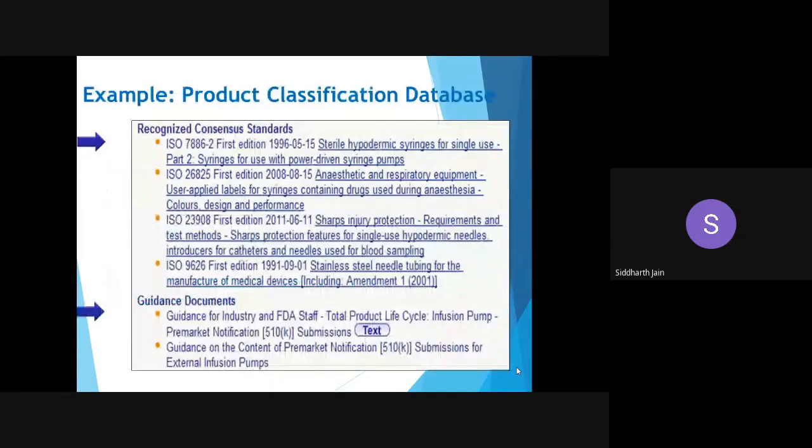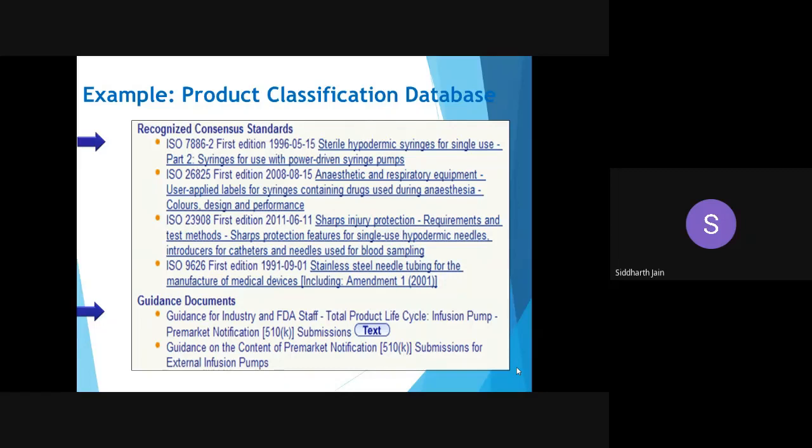So now you can see the product classification database. Here you can see the recognized consensus standards released by the US FDA. I have taken the example of the infusion pump only. Here you can see there are around 4 consensus standards: ISO 7886 Part 2, and others. These are standards already approved by the US FDA.